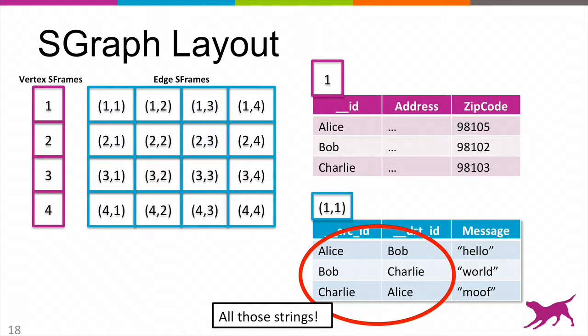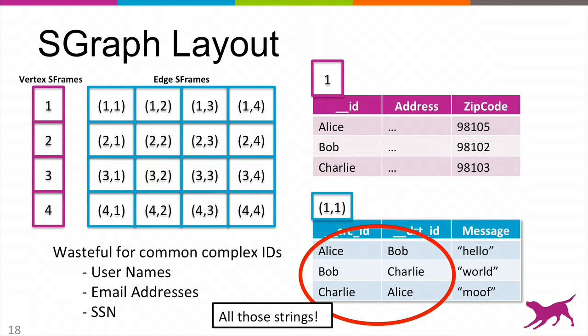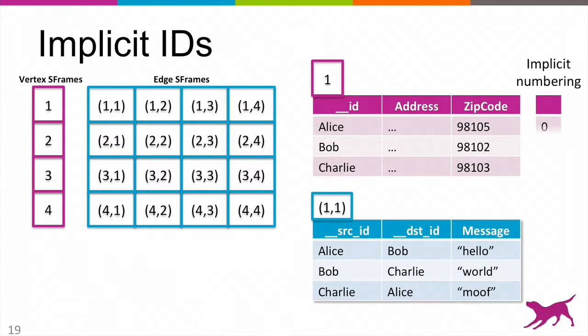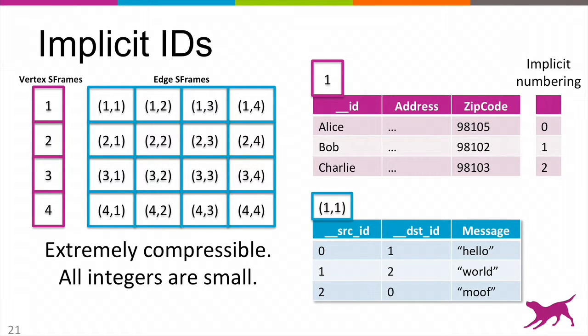But this is kind of wasteful. There's all these strings here, right? We do not want strings. Strings are very wasteful and very difficult to encode. But string IDs are really common: usernames, email addresses, hashes, and so on. So a simple trick is that each vertex table really has an implicit numbering, which is the row number: 0, 1, 2, and so on. And we can just translate these using the implicit numbering. This increases compression because we have columnar compression, and we get something really, really compressible. Most integers are small.